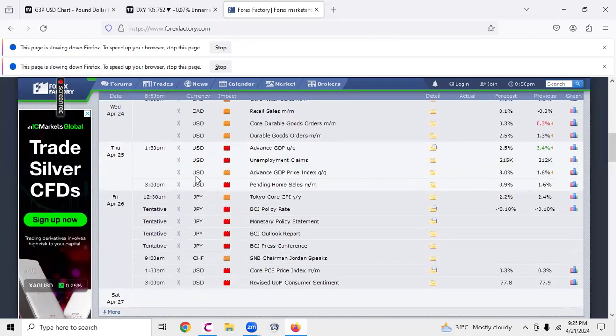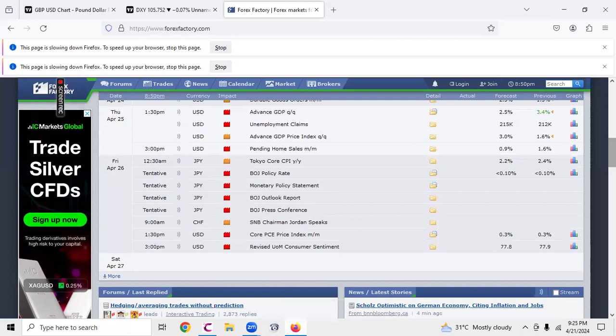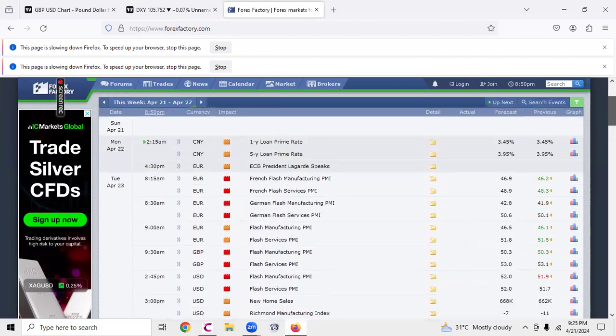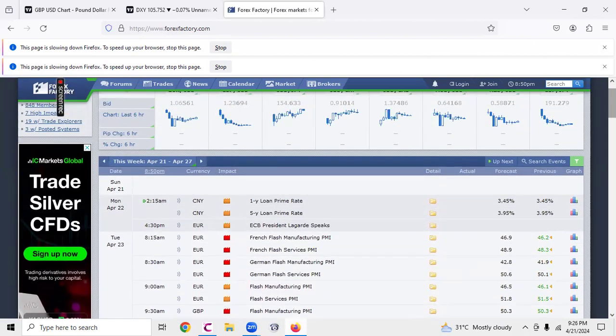So on Thursday also, we're expecting major news from the United States, advanced GDP. As you know, that is a major news, and also unemployment claims, major news. So this week will be a very volatile week. The market will be very volatile this week. Then on Friday, JPY news. So on Friday, we should expect more volatility on JPY news, and also the United States. We're expecting two major news from the United States. Okay, so please put this into consideration as you trade this week.